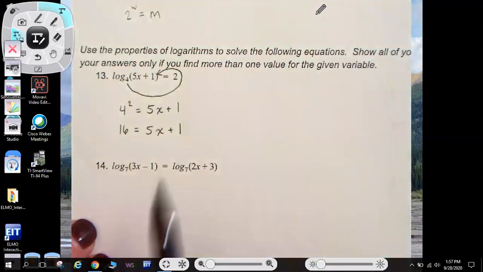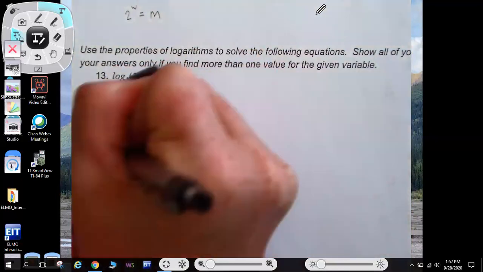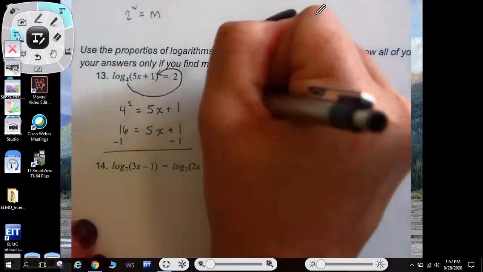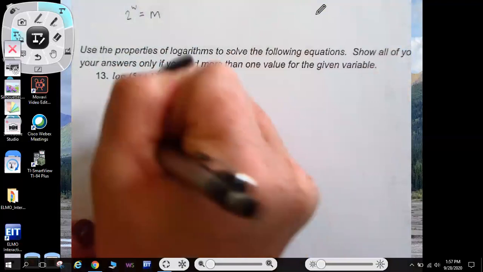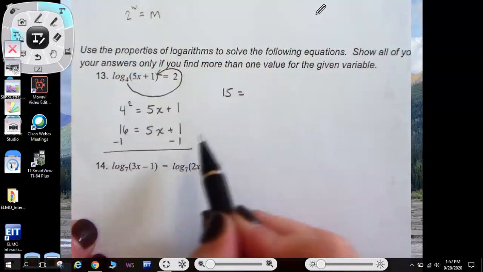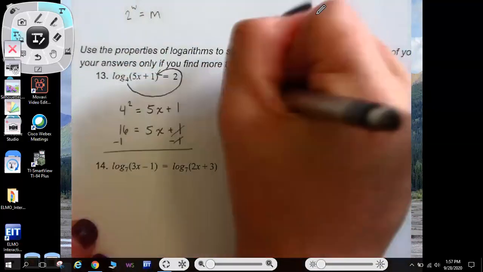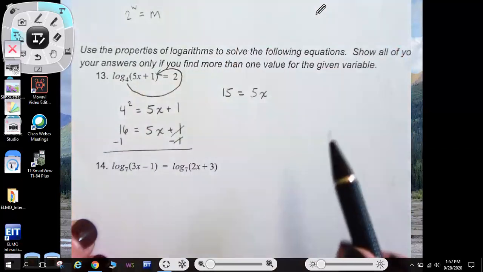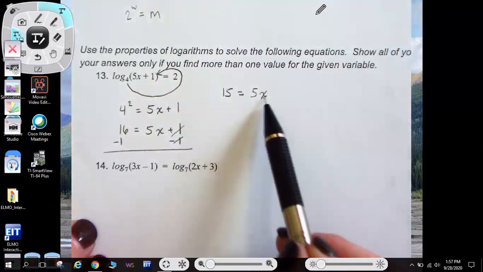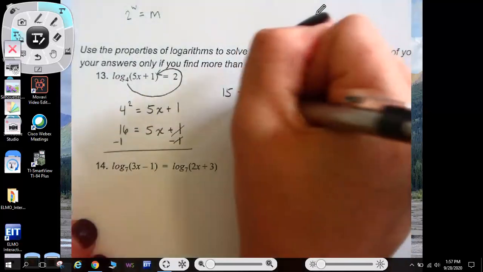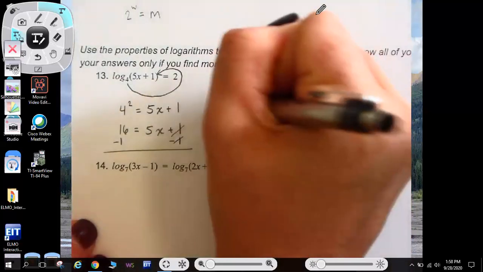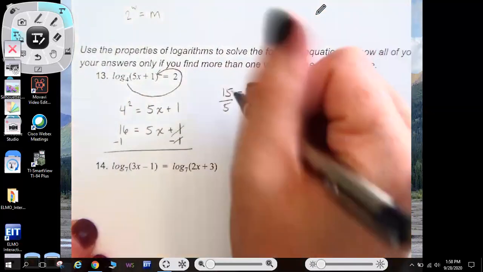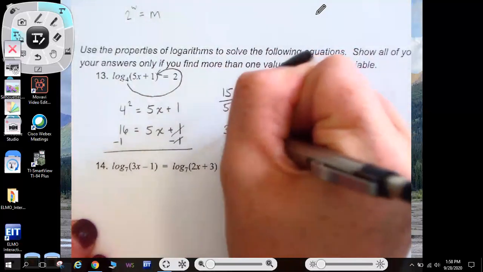And then I want to get rid of this plus 1, so I'm going to subtract 1 from both sides. 16 minus 1 is 15. I'm going to move up here where I have more space. And these 1's cancel and leave us with 5x. Then since I want to get x by itself, it's being multiplied by 5. So to get rid of that, we divide both sides by 5. 15 divided by 5 is 3.